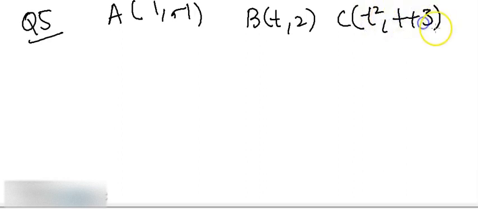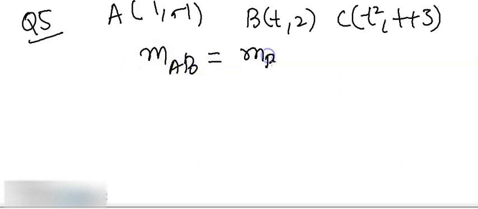given that the points A, B and C are collinear, find the possible values of t. You are given A, which is (1, -1), B which is (t, 2), and C which is (t squared, t + 3). So you just need to calculate the slope of AB, and you equate it to the slope of BC.